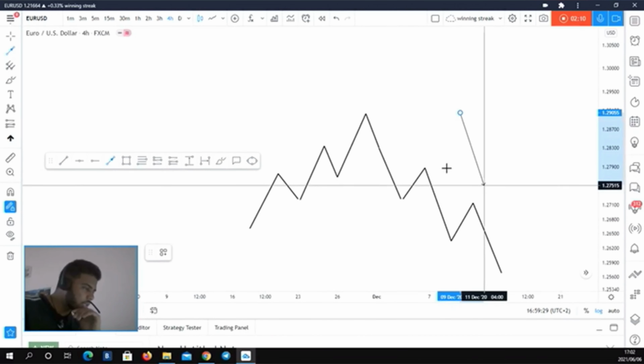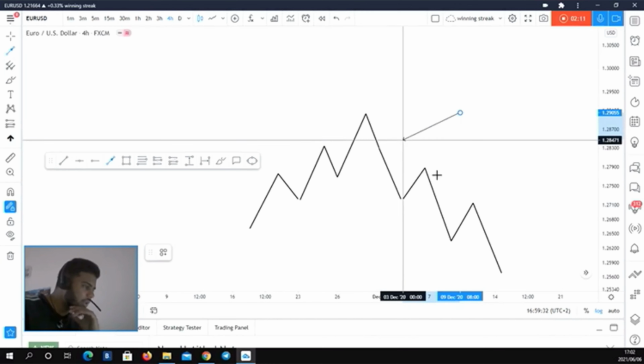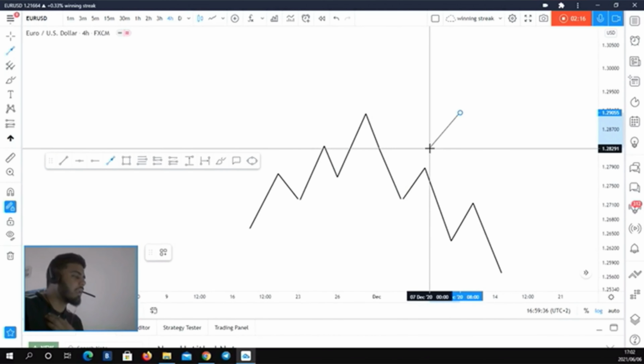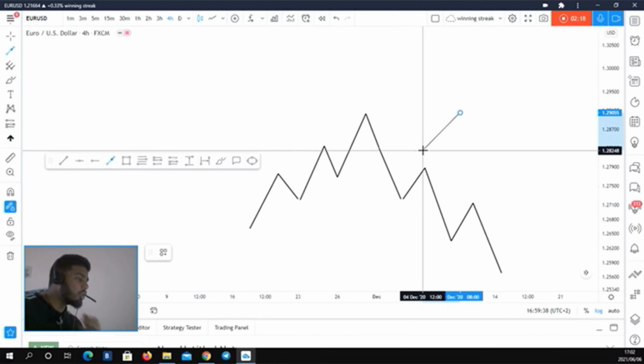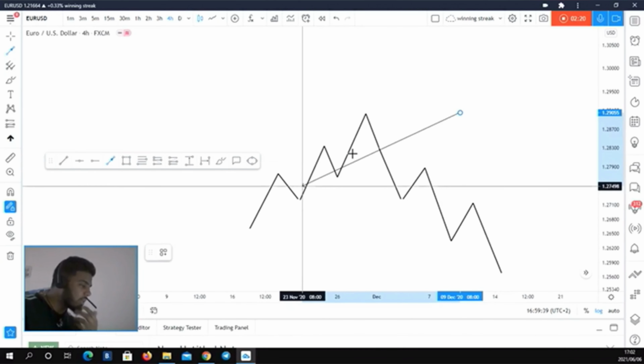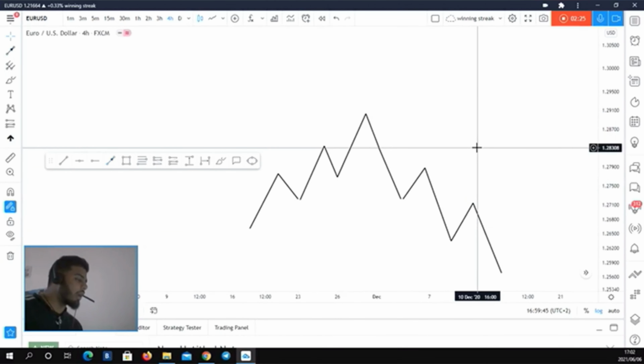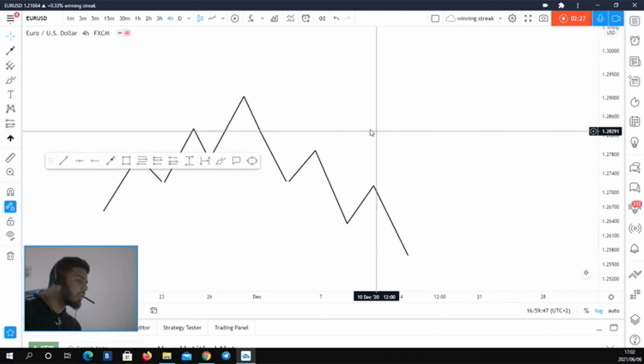I'll be only looking for sells because the market is basically going in a downtrend. It's creating lower highs and lower lows, and this is basically telling me that I'm going to look for sells. So you need to identify whether you're in this trend or this trend. Now there's a time when you're going to have to sit on your hands, and this is where you need to be really patient as a trader, okay?